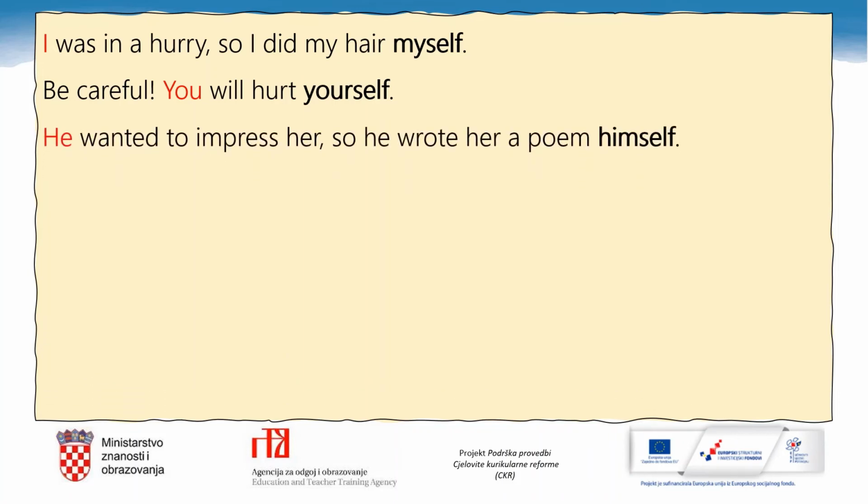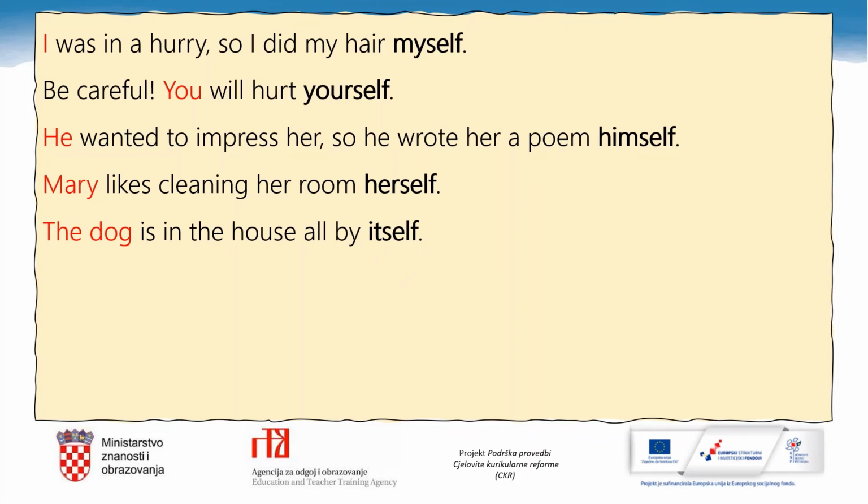He wanted to impress her, so he wrote her a poem himself. And Mary likes cleaning her room herself. Što želimo naglasiti upotrebom povratnih zamjenica? Tako je, želimo naglasiti da subjekt sam obavlja radnju, a ne netko drugi. The dog is in the house all by itself. Pas je sam u kući.